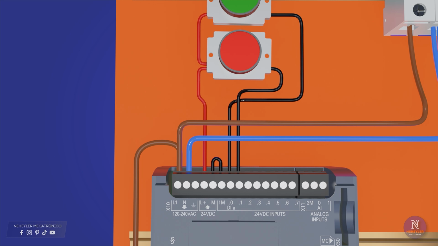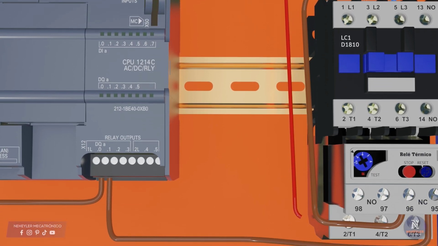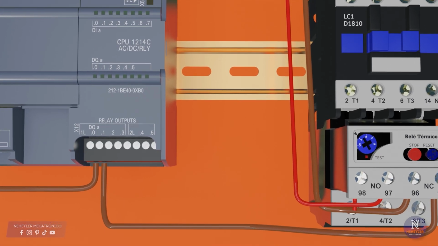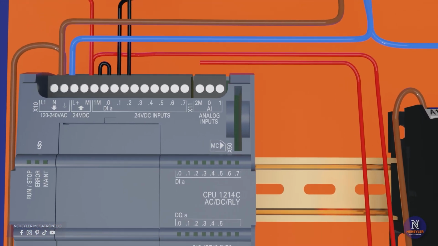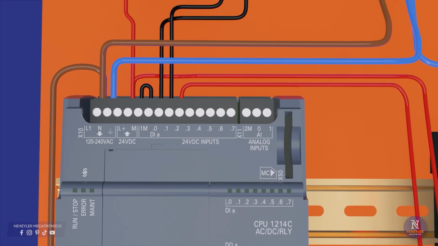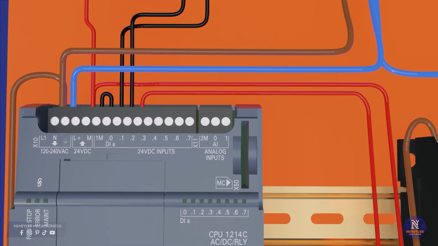From the L+ terminal, a cable with a 24-volt power supply is run to the thermal relay, which must be connected to terminal 97. And from terminal 98 a cable is brought back to the PLC which must be connected to input I2. This is in order to inform the controller when there is a fault in the motor and it is detected by the thermal relay.